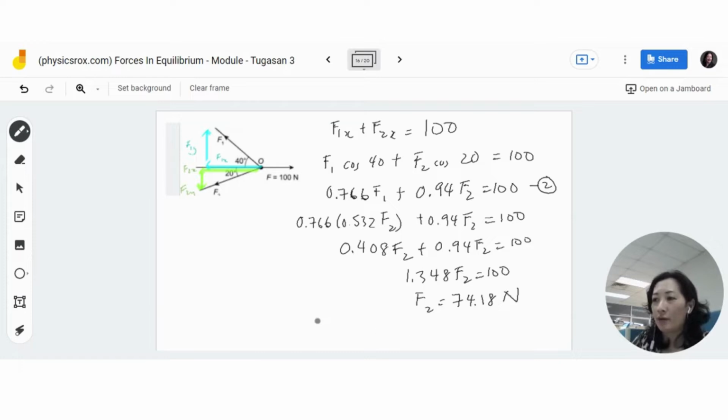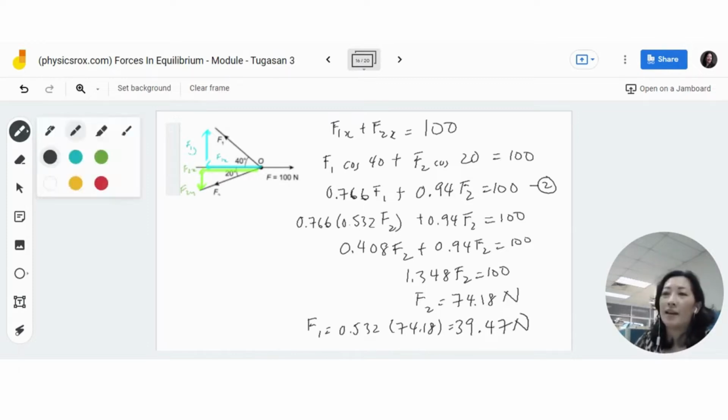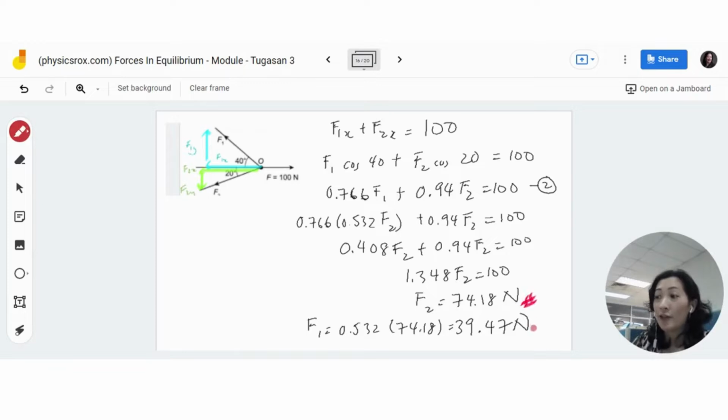And then to find f1, because we know that f1 is 0.532 f2, we're just going to multiply that together. Making this off in my offline calculator, this gives us 39.47 Newton. And that's how you solve this question using resolution of forces.